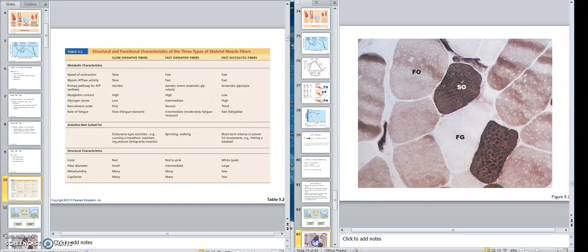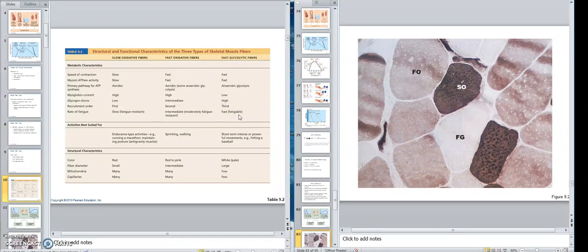Let's go here. So you see fast oxidative, see how light it is? Slow oxidative, see how dark it is, that myoglobin? Okay. Recruitment order is the third to come. The third. Right. Slow oxidative fiber, it would come in first. And then fatigable quickly. Okay.